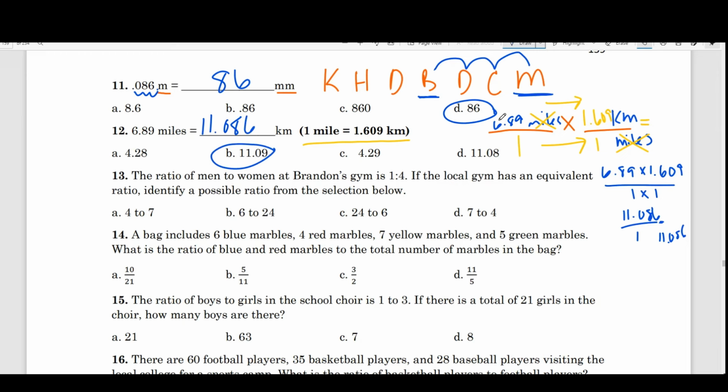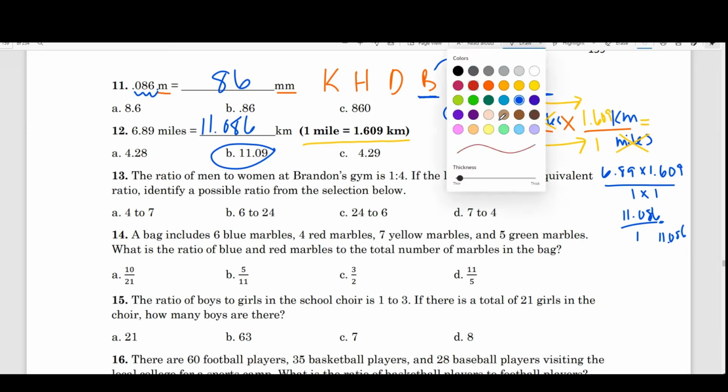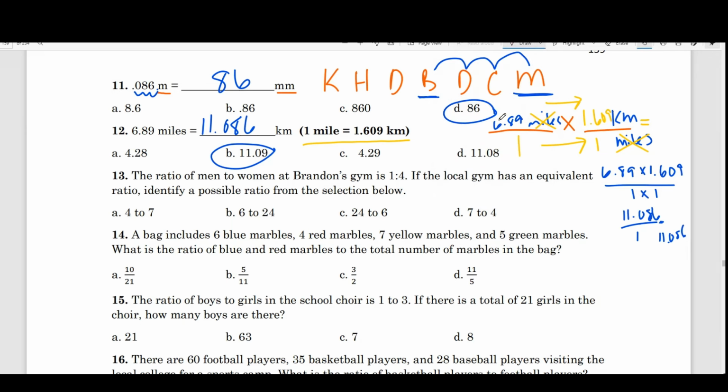Number 13 says the ratio of men to women at Brandon's gym is 1:4. If the local gym has an equivalent ratio, identify a possible ratio from the selection below. Remember, in the book I give you where you set up the cross multiplication and cross multiply. But when we went through the section, I showed you the shortcut that makes it easier, so it's not so much math. In this instance, you change your ratios to fractions, and then convert them to decimals to see if they match.